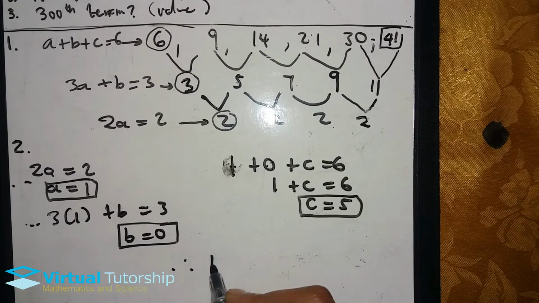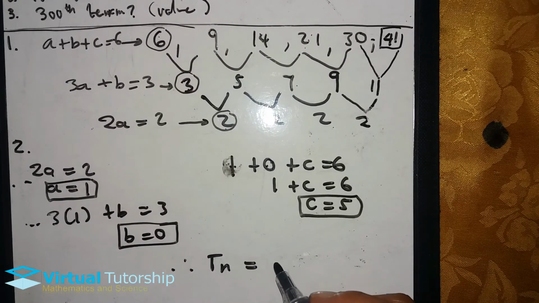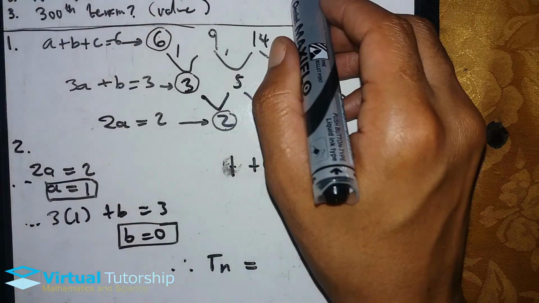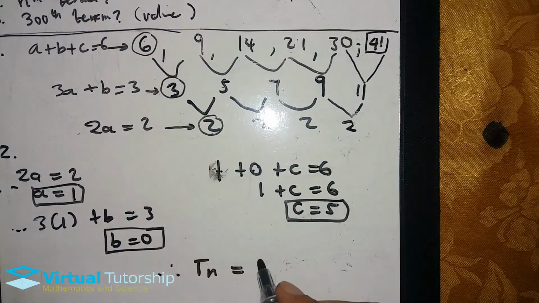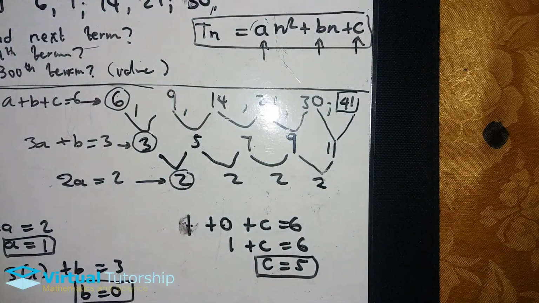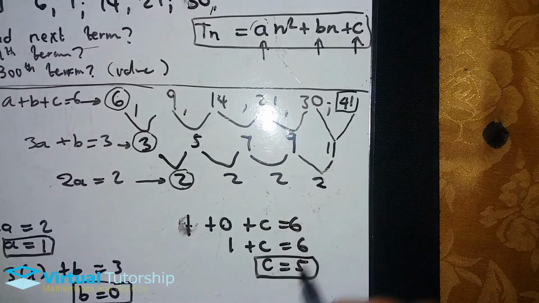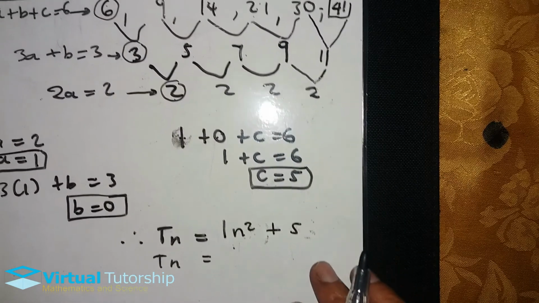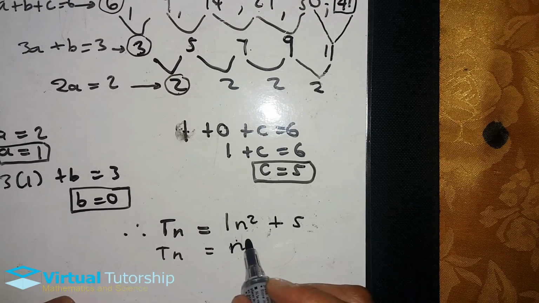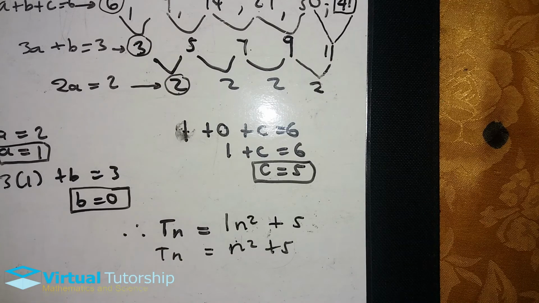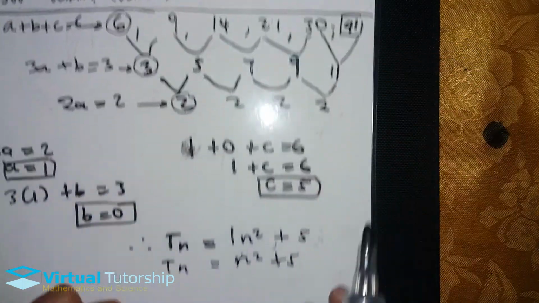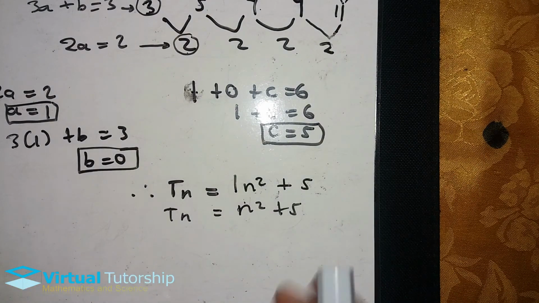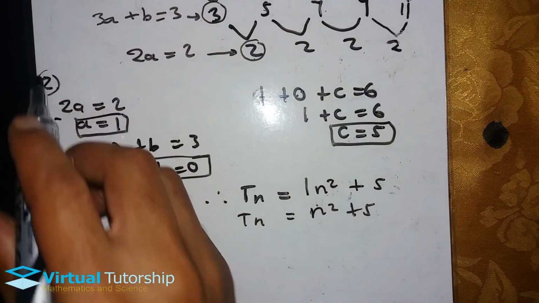Now therefore my nth term is equal to: a is 1, the a value is 1. So it's 1n squared plus b, which is 0, so this thing will also be 0. And c is 5. So in other words, my nth term is going to be equal to n squared plus 5. Remember the term here will be 0, so that is why it does not appear here. So the second question is now answered.